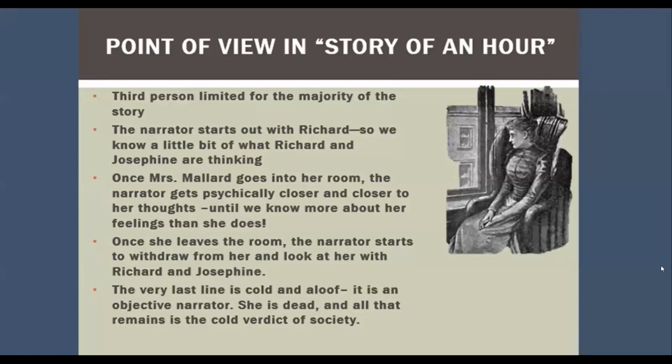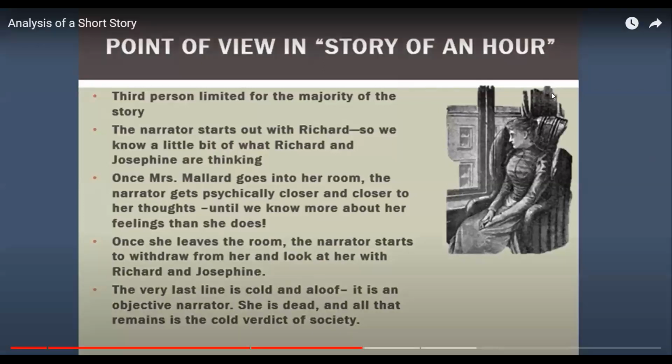But the very last line is very cold and aloof. So it's interesting that the psychic distance totally withdraws and we're left with an almost objective narrative style, that she's dead and all that remains is the cold verdict of society that she's dead and it was the joy that kills. There's a little bit of irony there too, because we know that she didn't die because she was so happy to see her husband alive, but she actually died because she all of a sudden realized that all those years that she was imagining herself living in perfect freedom are now snatched away from her.